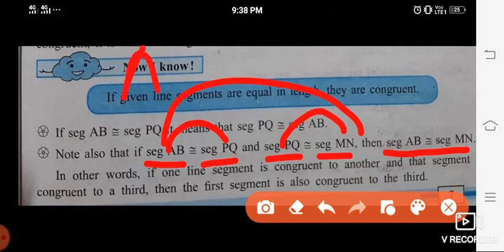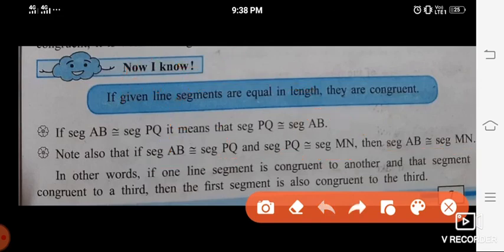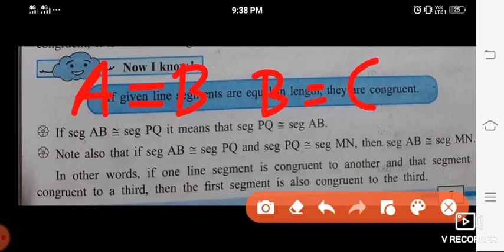See, A is equal to B. I'll show you once again. Pay attention to the screen. A is congruent to B, then B is equal to C. Then can we say A is equal to C? Yes. First to second, second to third, then we can say first to third.